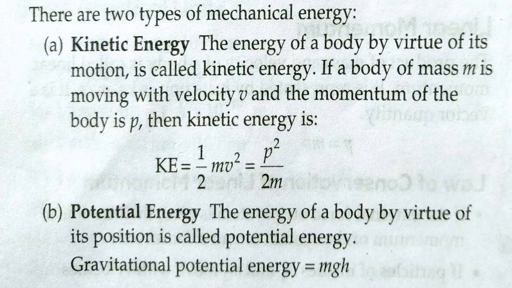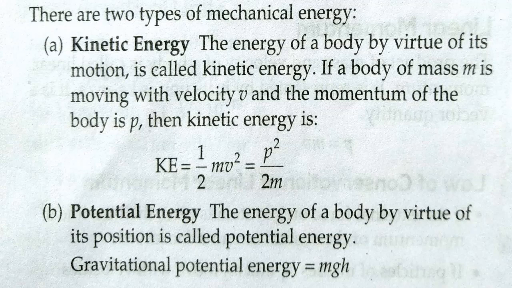First one, kinetic energy. The energy of a body by virtue of its motion is called kinetic energy. If a body of mass m is moving with velocity v and the momentum of the body is p, then kinetic energy KE is equal to half m v square, or p square by 2m.